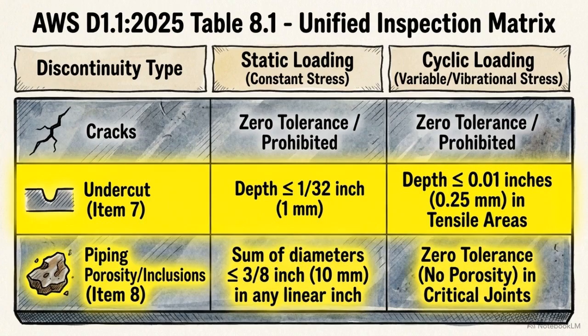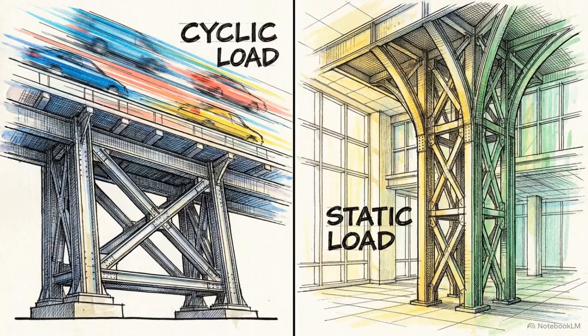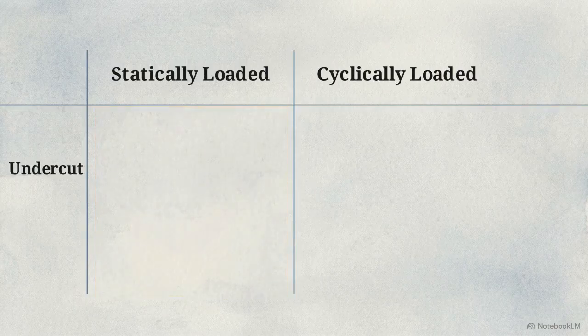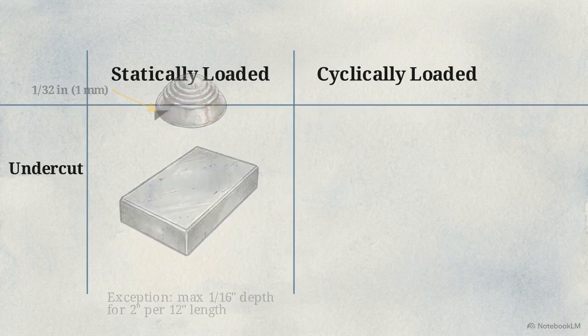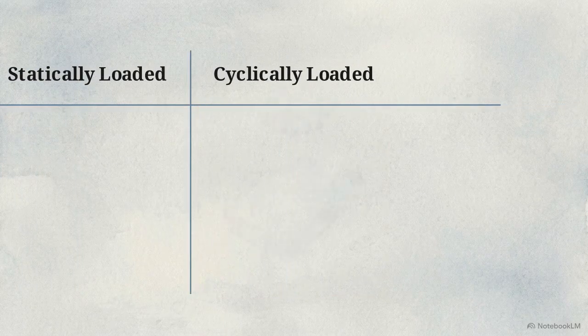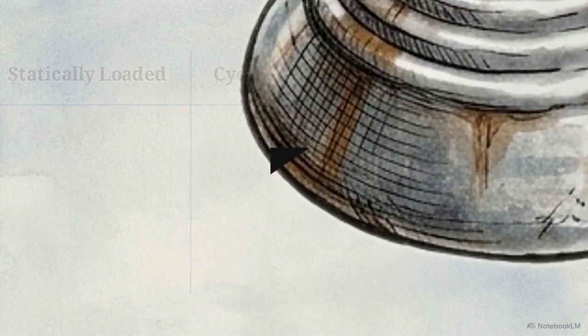This matrix outlines the AWS D1.1 2025 Table 8.1 visual acceptance criteria, specifically the rules governing undercut and inclusions. The code treats undercut, a primary geometric slag trap, with varying levels of severity depending on the expected loading conditions of the structure. For statically loaded connections, a shallow undercut is permissible, provided it stays within strict accumulated length limits across the weld. For cyclically loaded structures, the rules tighten.